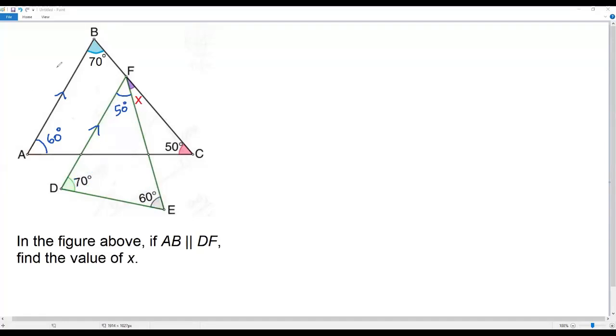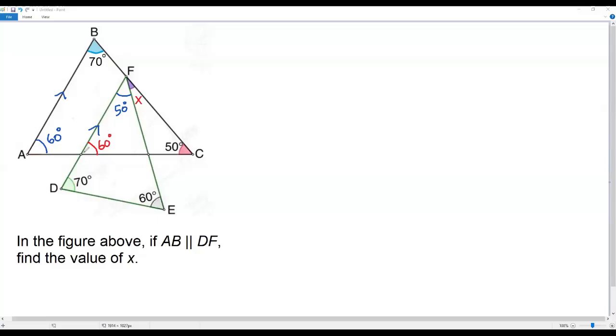Now the question says that the line segment AB and the line segment DF are parallel. Then what is the name of the line segment AC? AC is called a transversal. Whenever two parallel lines are intersected by a third line, it's called a transversal. The angle measures over here are called corresponding angles. So this angle measure and this angle measure are corresponding angles. Corresponding angle measures will always be congruent. Since this angle measure is 60 degrees, its corresponding angle over here must also be 60 degrees.